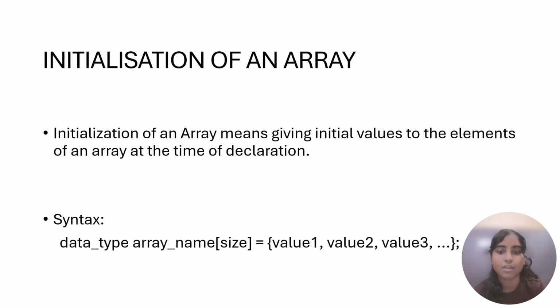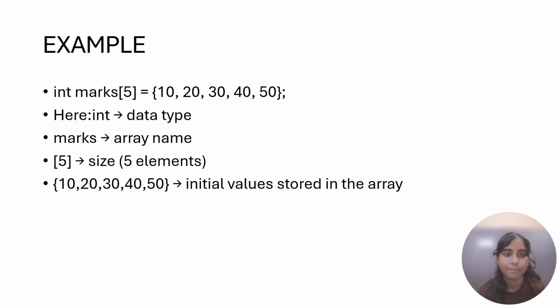Initialization of an array means giving initial values to the elements of an array at the time of declaration. The syntax is data type, array name, size, then value 1, 2, 3, where the number of values is within the size of the array. So now let's move into the example.